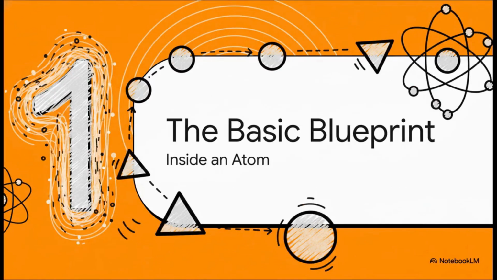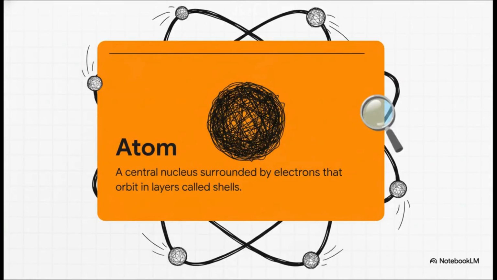Okay, so if trillions of these things make up everything, how does that even work? Well, to get our heads around that, we've got to start small. We need to look at the basic blueprint of just one single atom. So an atom basically has two main parts. Right at the very center, you've got this dense, super-packed core called the nucleus. And then, whizzing around that nucleus, you have these even tinier particles called electrons. They're constantly moving, orbiting in layers that we call shells.